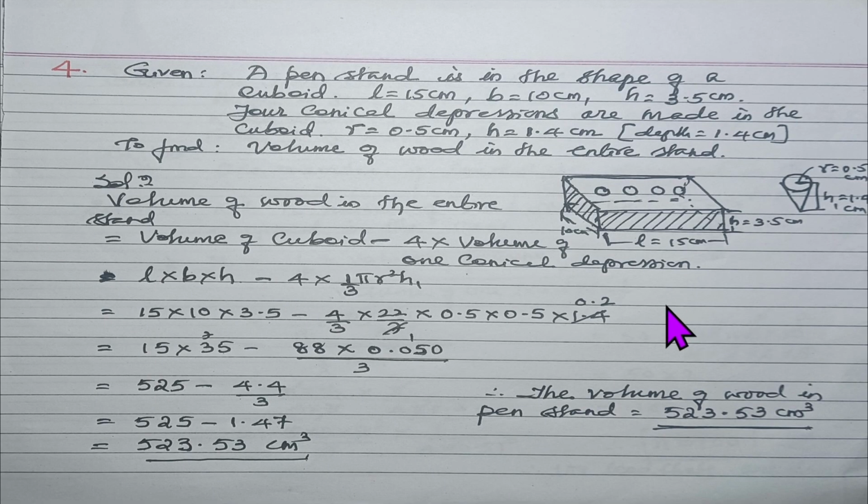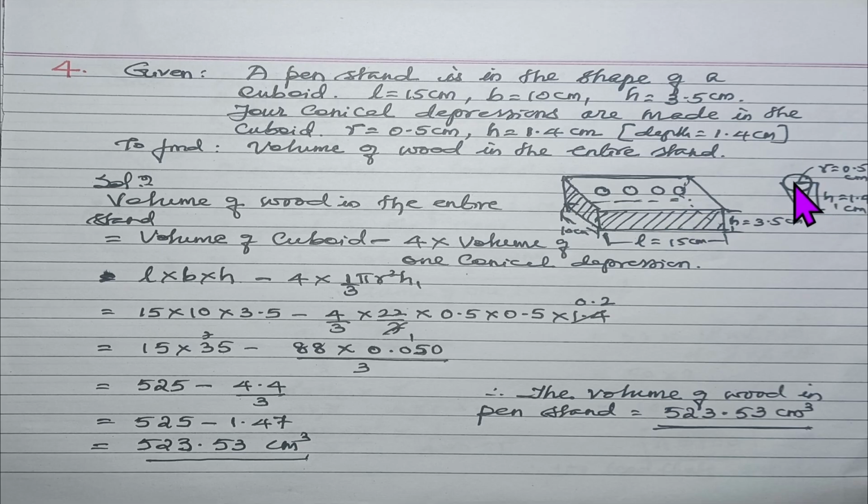Now coming to the next example, in the fourth example, we are given a pen stand which is in the shape of a cuboid. So this is a pen stand, it is in the shape of a cuboid, and the length of the cuboid is 15 centimeters, the breadth is 10, and the height is 3.5. Now there are 4 conical depths or depressions cut in the cuboid to insert the pen, therefore it's a pen stand, therefore there are depressions.